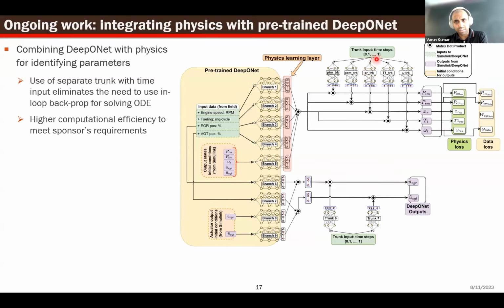That is very significant for us because calculating the gradient with respect to time is a time-consuming process. If you can pre-compute the gradient with respect to time outside the training loop, that helps us achieve very high computational efficiency. And that is a very important requirement for this project, that we need to be able to predict the parameters in real time or in minimum time. So that's ongoing work. We have initial results with that, but it's work in progress at the moment.